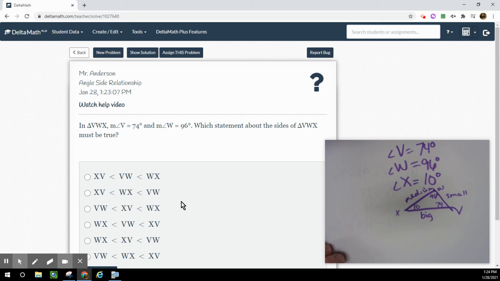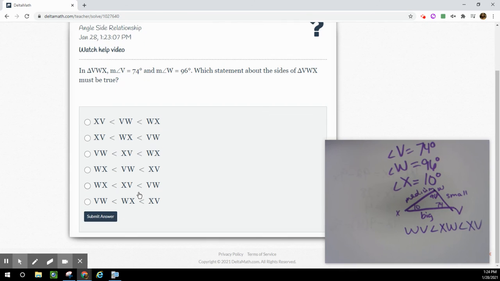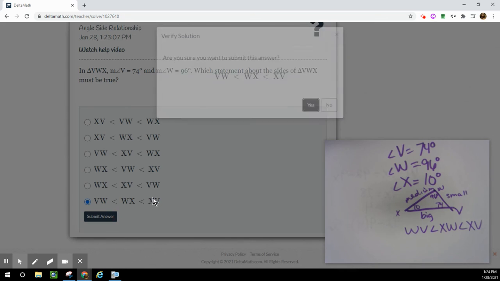They want to list them from smallest to greatest according to these inequalities. So it would be WV first, XW second, and XV third, although maybe they might flip-flop those orders. So WV would be this one or this one, and then WX has to be this one, and then XV, this is the one that's true.